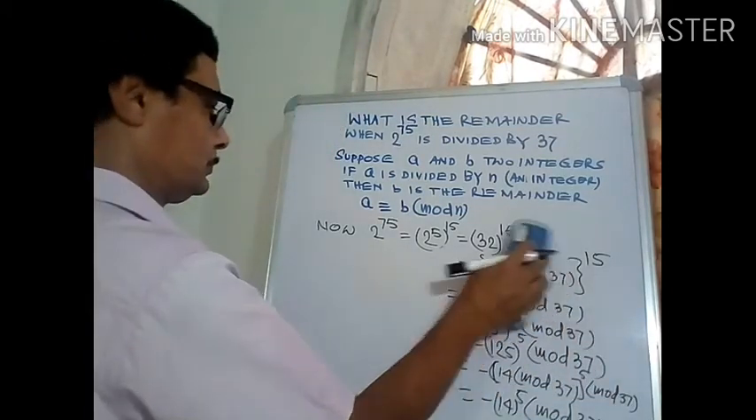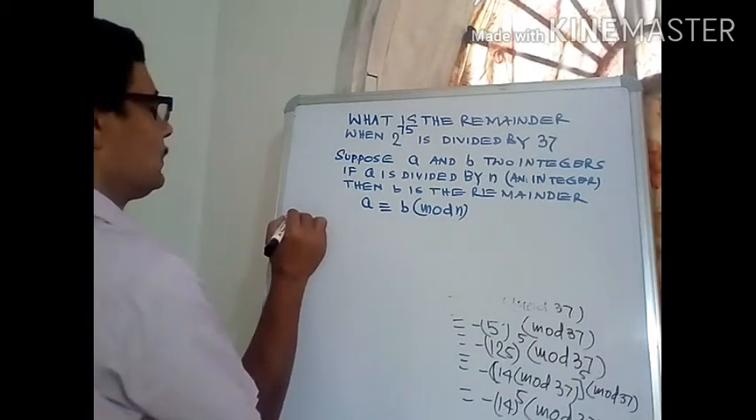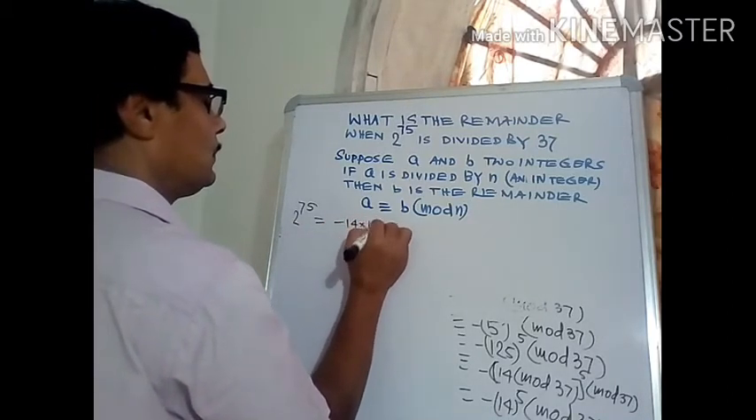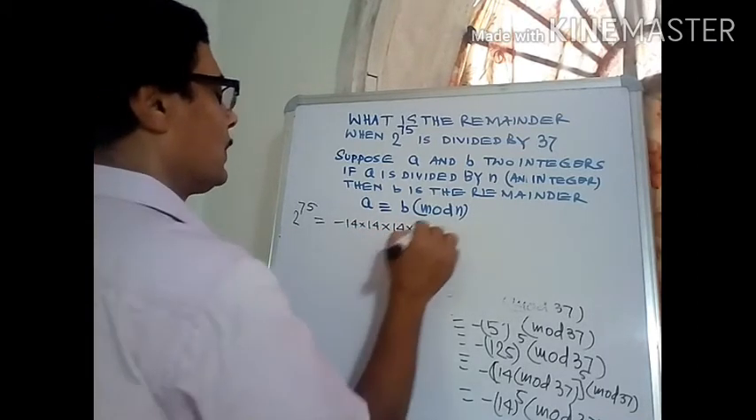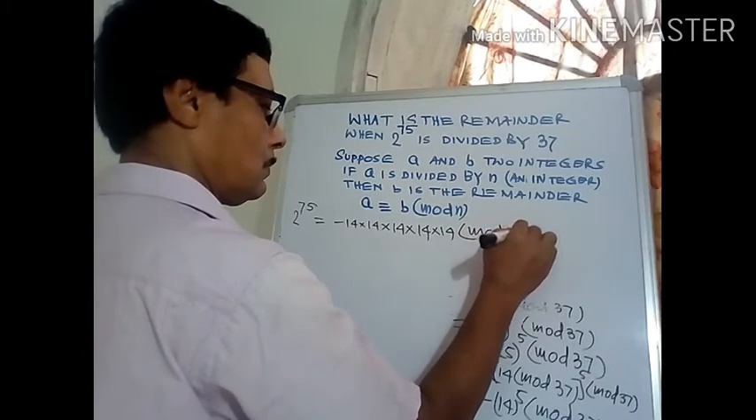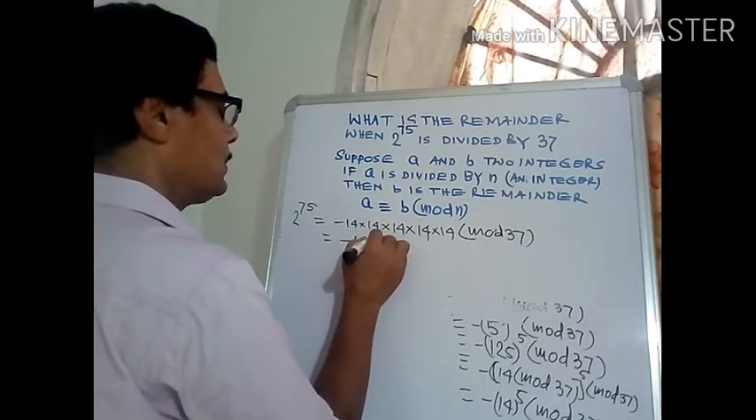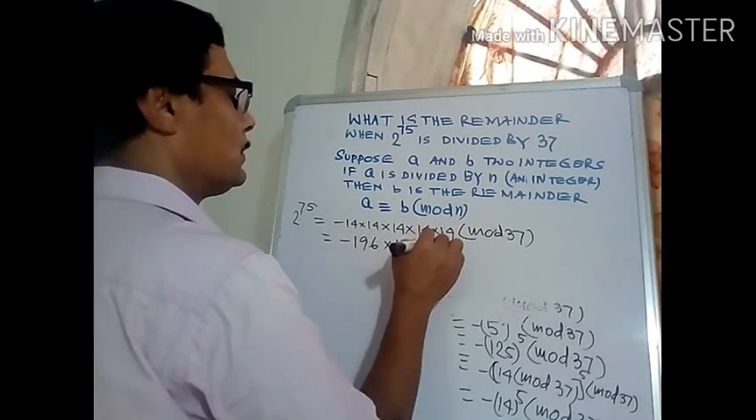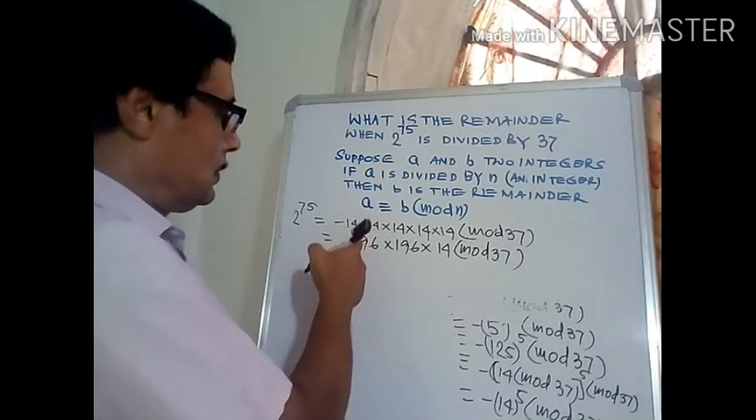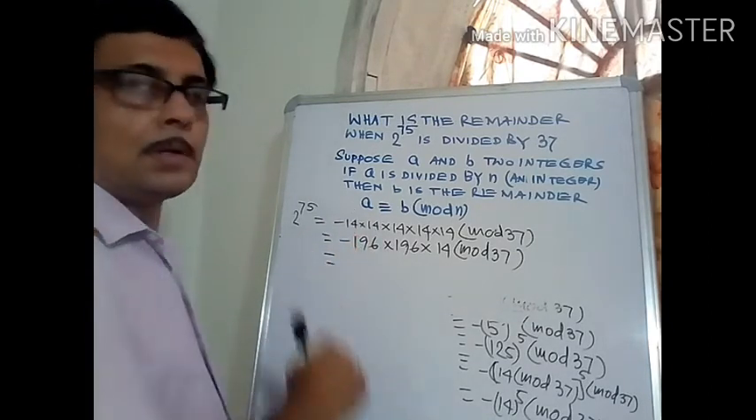So this equals minus 14 into 14 into 14 into 14 into 14, modulo 37, which equals minus 196 into 196 into 14, modulo 37. If we divide 196 by 37, we have the remainder 11.